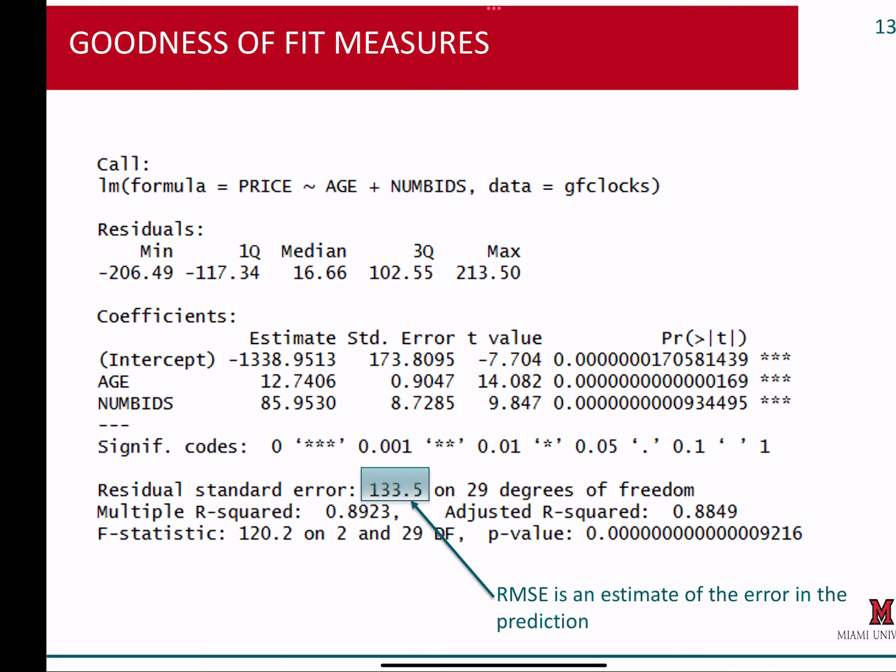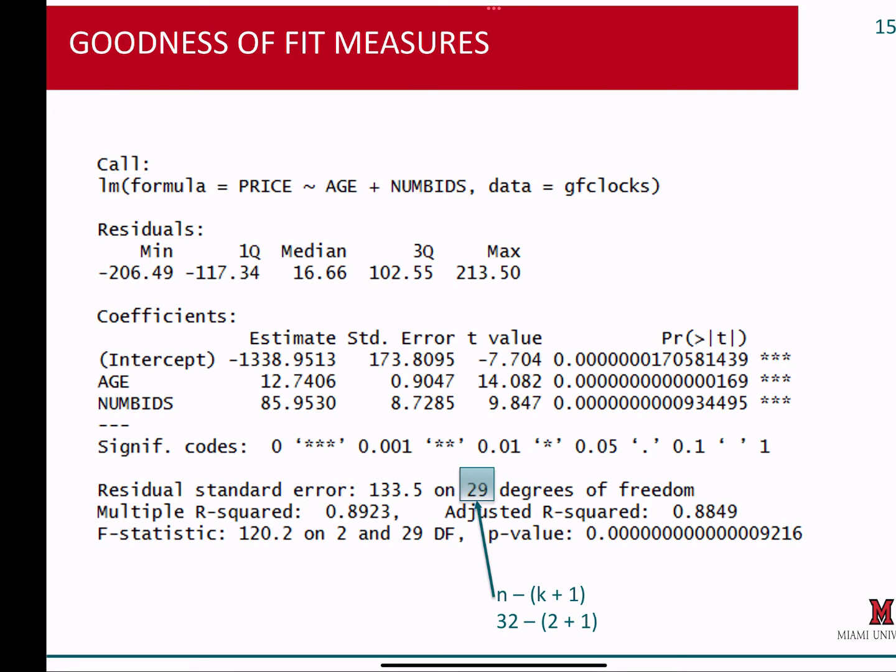We also have statistics like the RMSE value, which we can find under residual standard error. What this means is that this is an estimate of the error of the prediction. So we expect the error to be about, on average, $133.5. It is in the same units as the original problem.